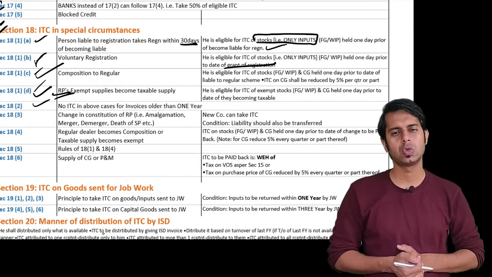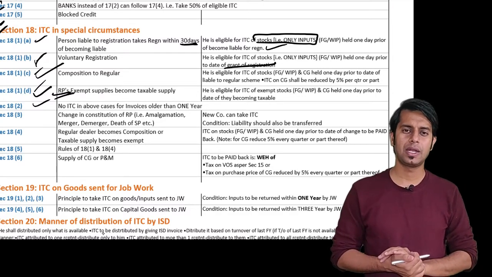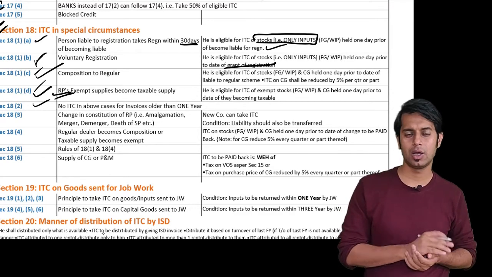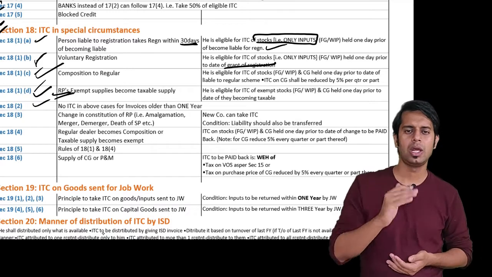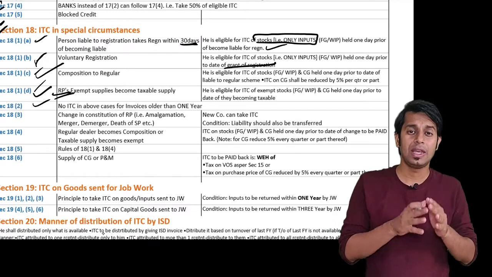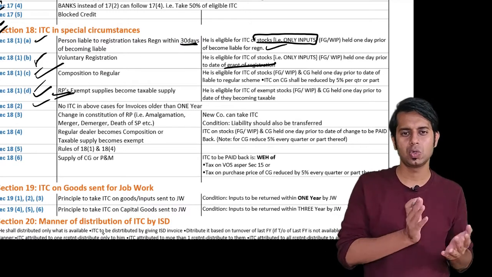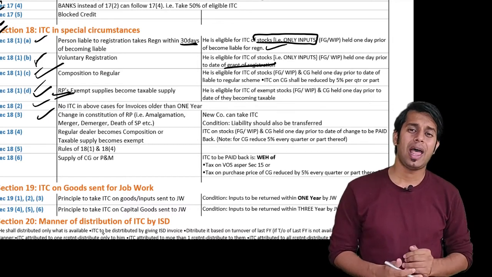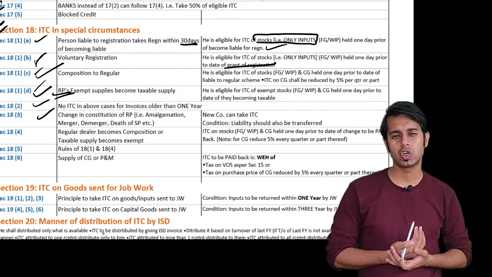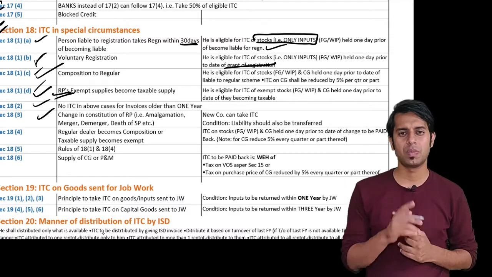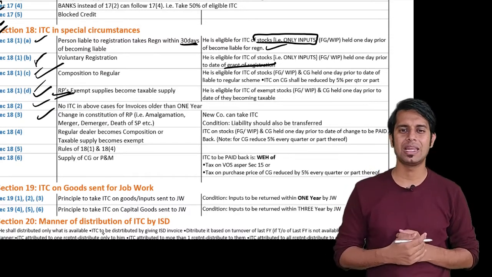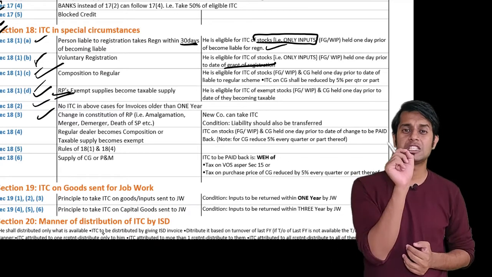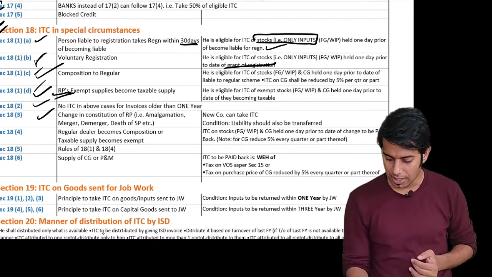Section 18 subsection 2 says, no input tax credit can be taken on the stock for which, in section 18 subsection 1, they told you can take input tax credit. However, if the invoice is older than 1 year, ITC cannot be taken. Section 18 subsection 3 talks about ITC in case of change in constitution of business. Whenever there is a change in constitution of business, the new person or the new company can take input tax credit. However, there should be a specific provision for transfer of liability.